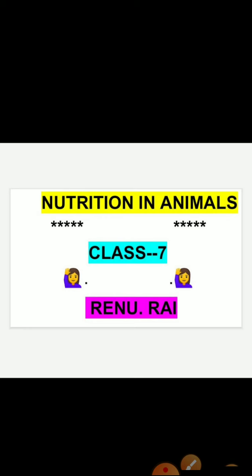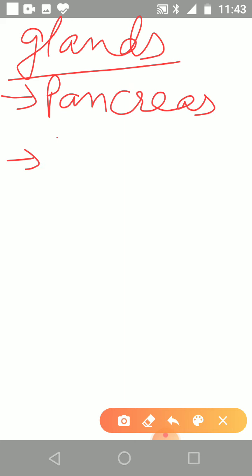Before starting the chapter, we have to recall what we learned in our previous chapter. We learned about certain glands. And what were those glands? That is the pancreas and the liver. And we know that we have three glands which help in digestion.